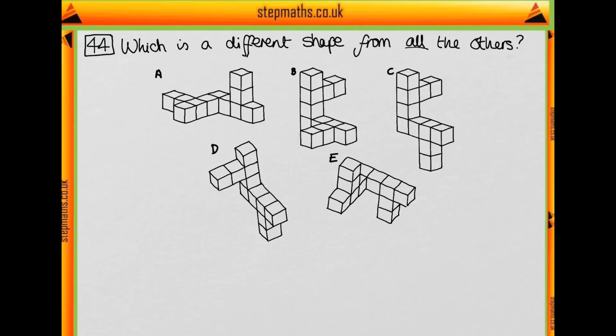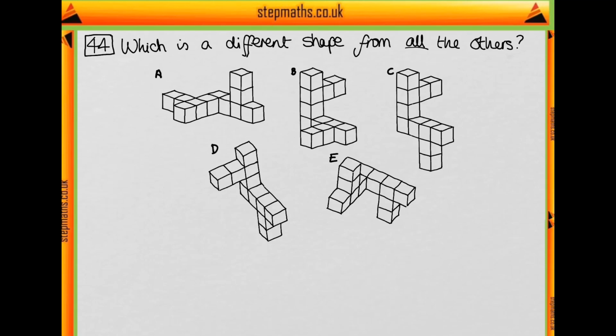So this is question 44, and for this question we're given some objects made up by little square blocks, and we're asked which one of these 5 is a different shape from all the others. Now the quickest way to do this is to start from the first one and see if this is the same as any of the others, because if it's the same as any of the others then we can rule this one out, but also rule whichever one it's the same as out, and then we can proceed until we've only got one left. So that's what we're going to do.